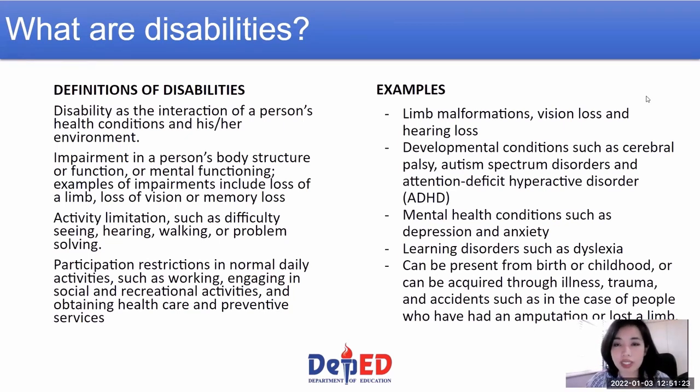Examples of disabilities include limb malformations, vision loss and hearing loss, developmental conditions such as cerebral palsy, autism spectrum disorders, and attention deficit hyperactive disorder, mental health conditions like depression and anxiety, learning disorders such as dyslexia, and it can present from birth to childhood or can be acquired through illness, trauma, and accidents, like in those people who may have had an amputation or lost a limb.